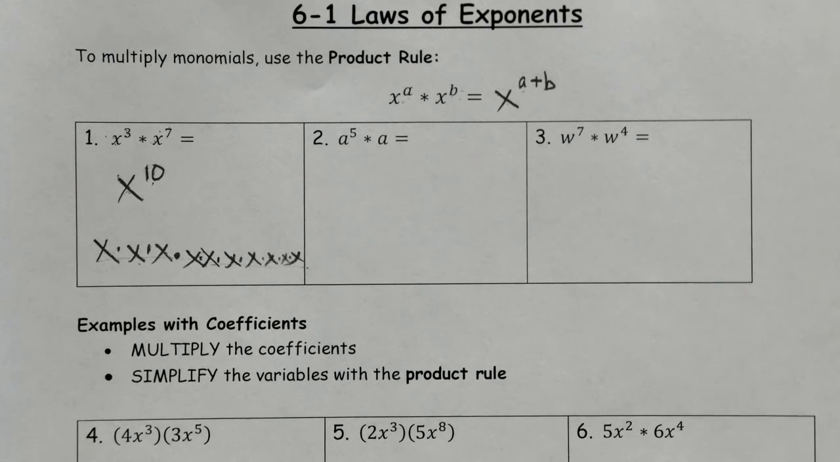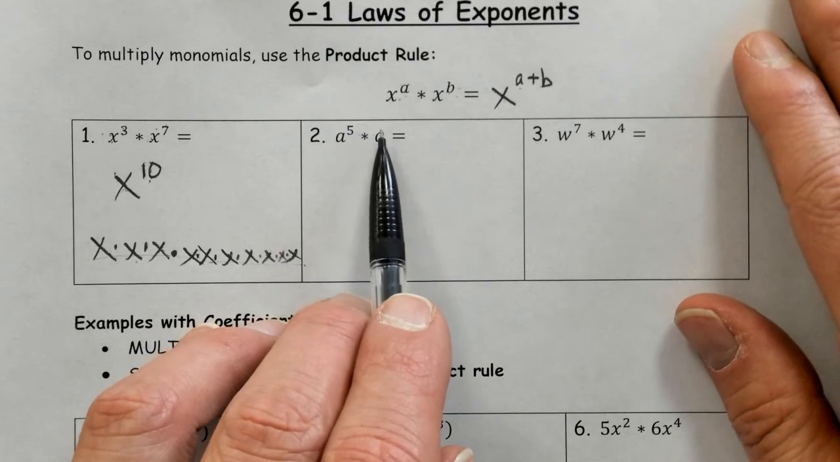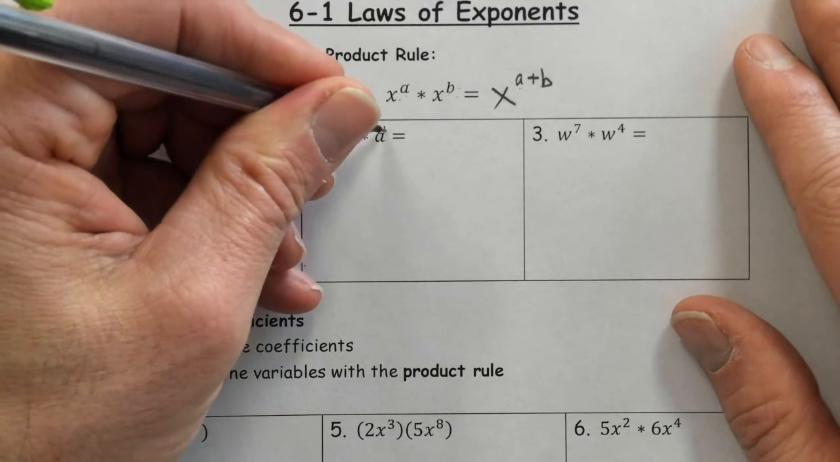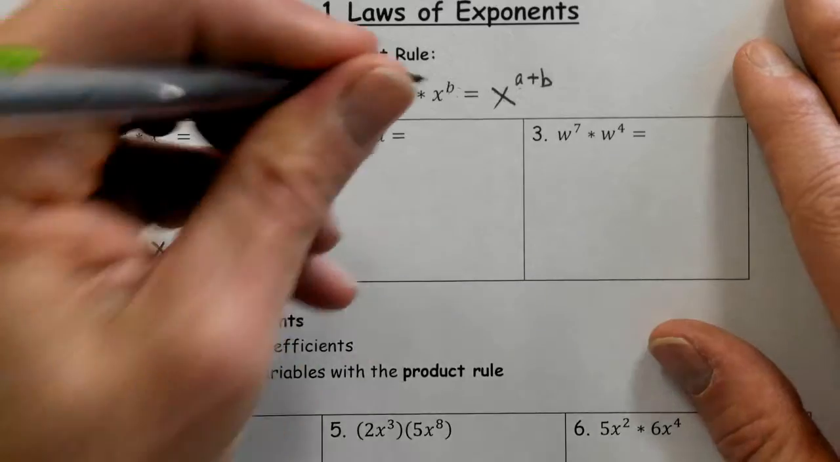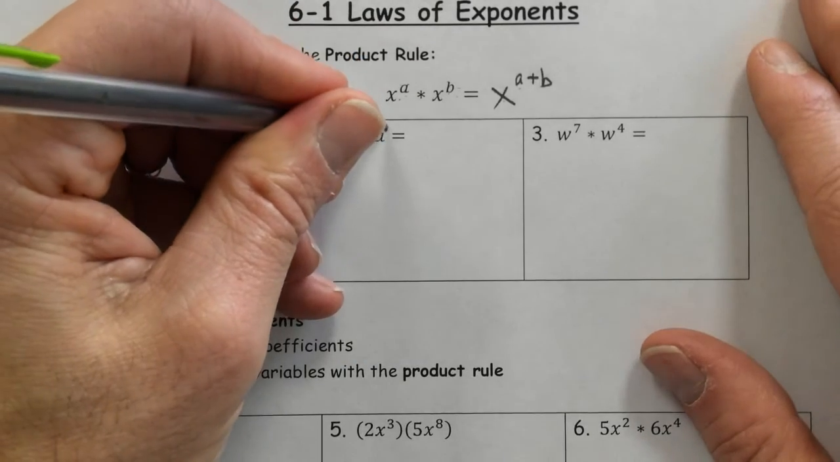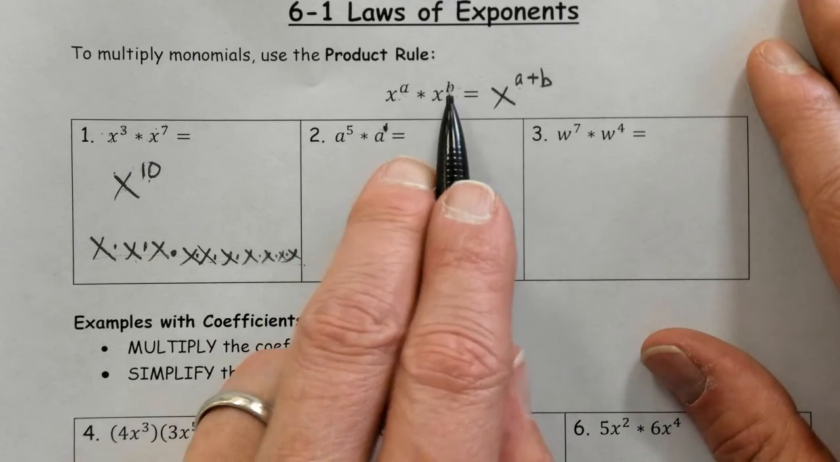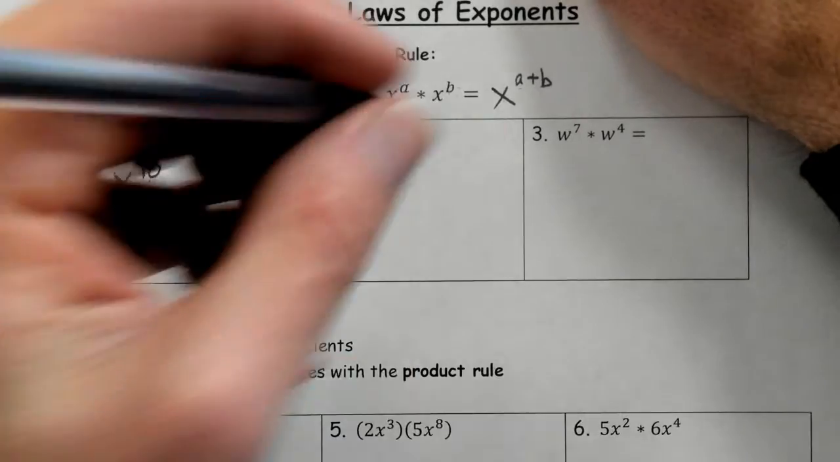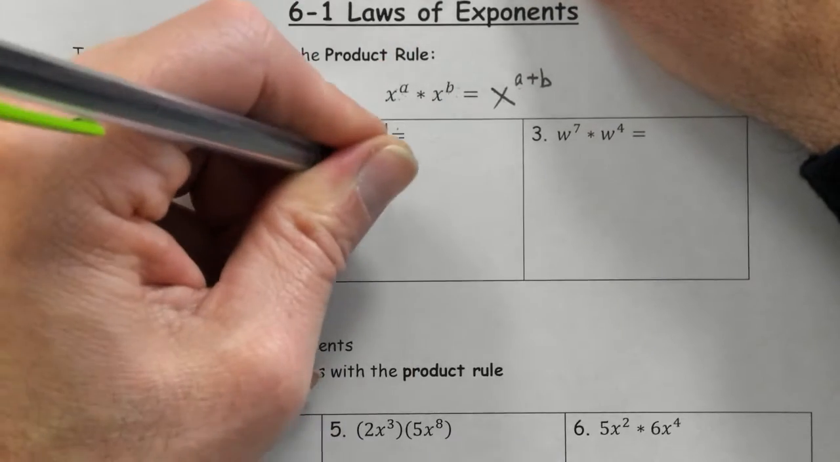Now, let's go to the next one. So a to the 5th times a. Now remember, if there's no exponent written, it's understood to be a 1. Anytime you don't see it written, it's understood to be a 1. So this is a to the 5th times a to the 1st power, in which case I'll still add the exponents. So 5 plus 1 makes 6. So the answer here is a to the 6th power.